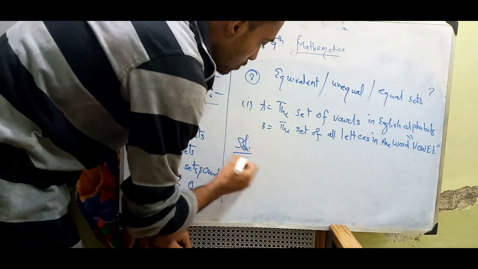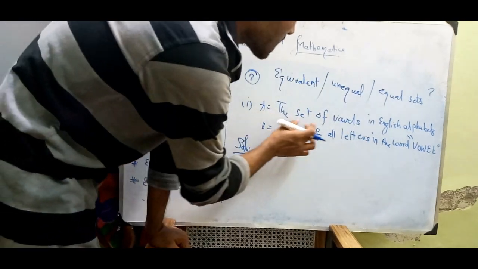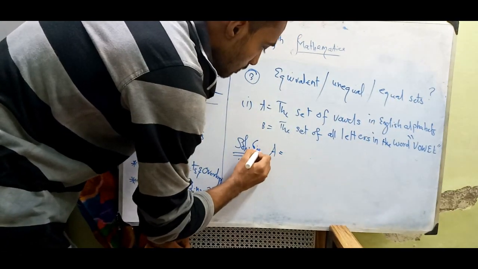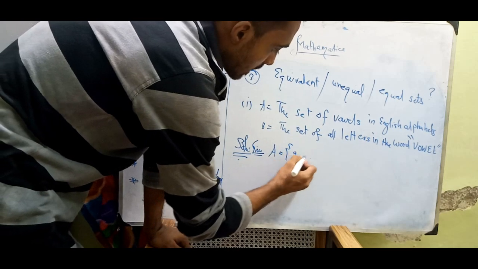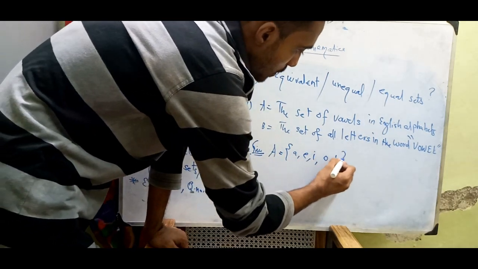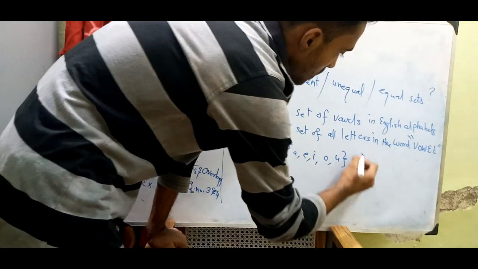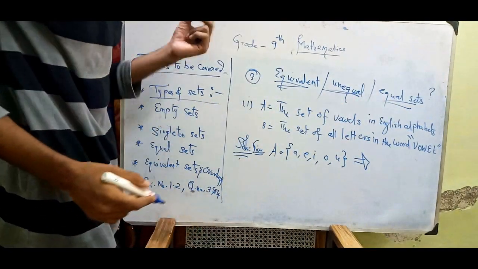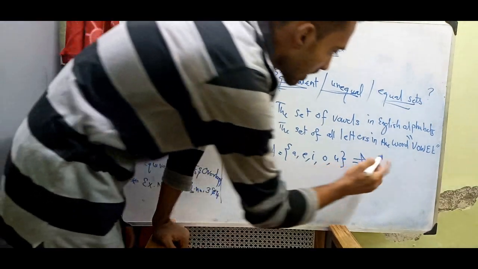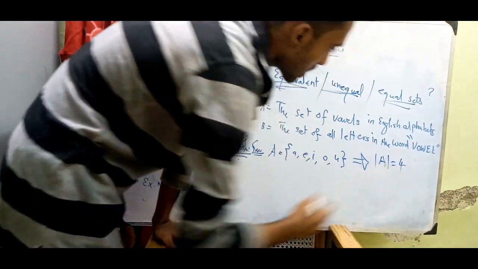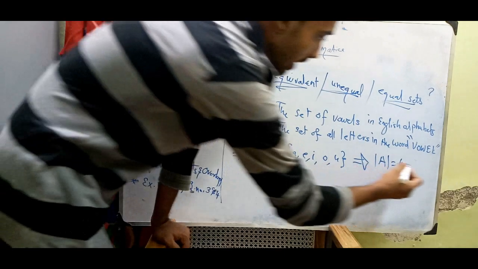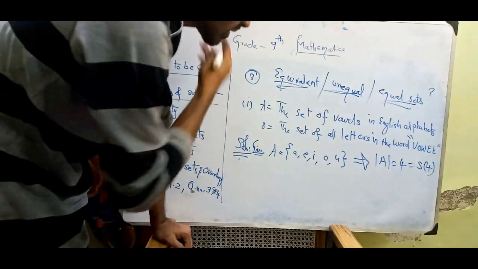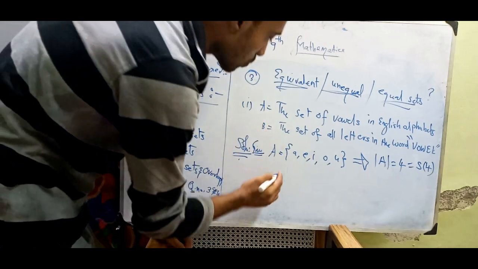Okay, let us go for the solution. Given A is the set of all vowels in the English alphabet, so A is nothing but A, E, I, O, U. So what is the cardinality? First, if you want to check equivalent, unequal and equal sets, you need to check the cardinality. So what is the cardinality of A? The cardinality of A is 5.